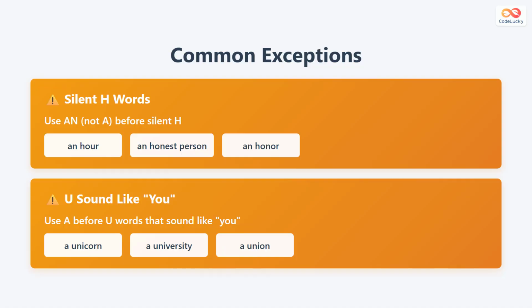Second exception, U sounds like you. Some words start with the letter U, but the U sounds like the word you, which is a consonant sound. In these words, we use a, not an. Examples are a unicorn, a university, a union. In all these words, the U makes a you sound, so we use a.